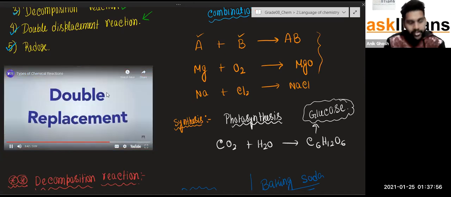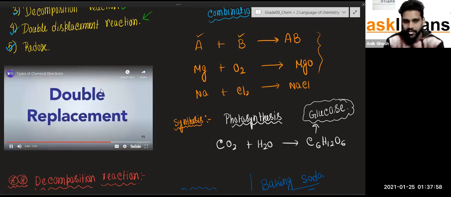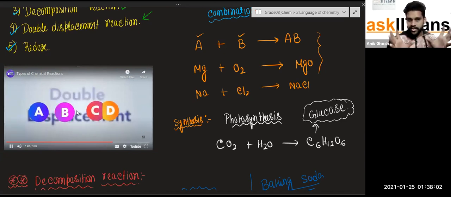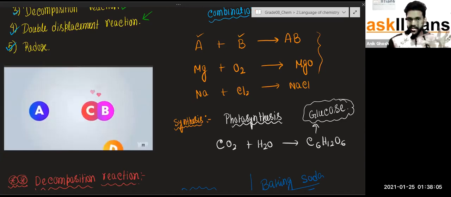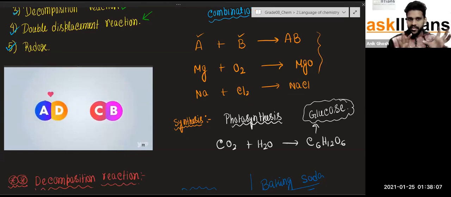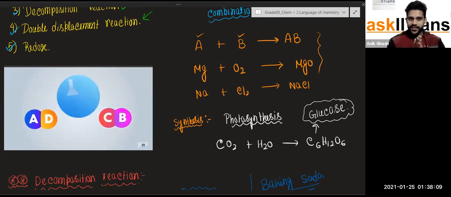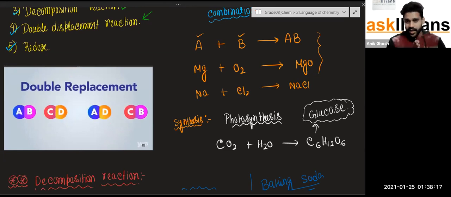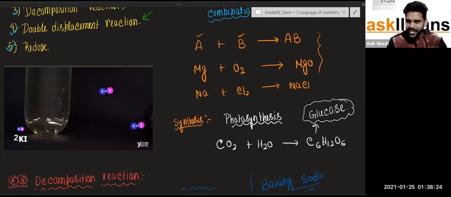Okay, that is a double displacement reaction now. So AB and CD, they are just replacing each other. Isn't it good? This is the generalized formula, right? AB plus CD gives AD plus CB. Got it? Very simple, isn't it?